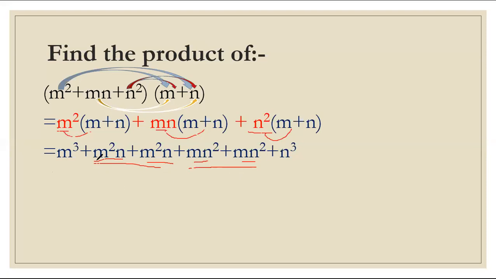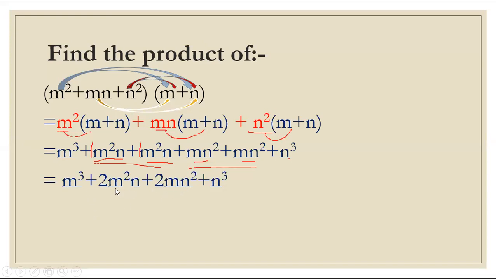So we get the answer here. No coefficient is there, that means there is 1 and there is 1. So 1 plus 1 is 2. 1 plus 1 is? We get 2. 2m square n. And here again 1 plus 1 is 2mn square. So this is our answer.